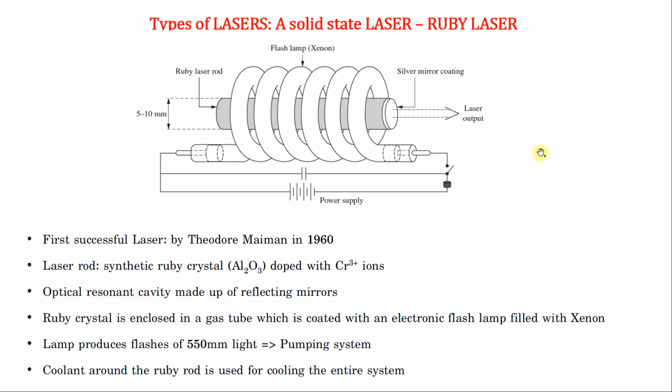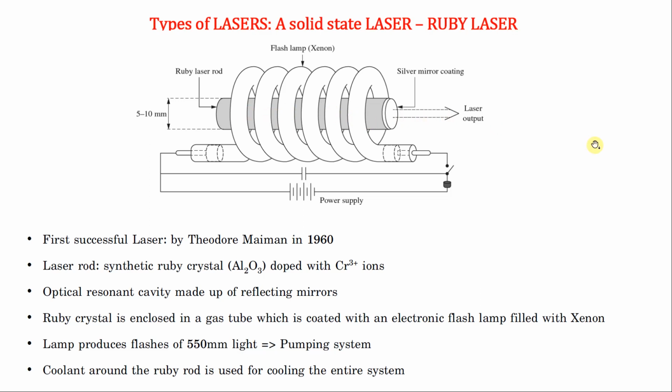we also need the resonant cavity or the resonator. The resonator is made up of mirrors, so you have reflecting mirrors on both ends of the rod. Along with that, we also need a system for pumping so as to achieve population inversion and then get the stimulated emission. For that purpose, there is an electronic flash lamp filled with xenon. This flash lamp surrounds the ruby laser rod.